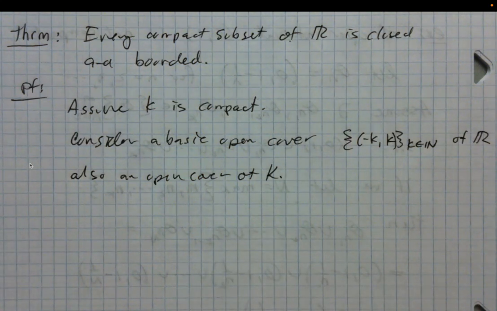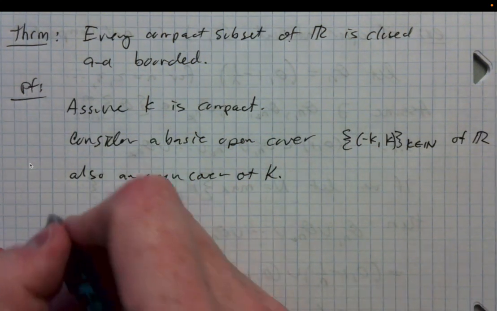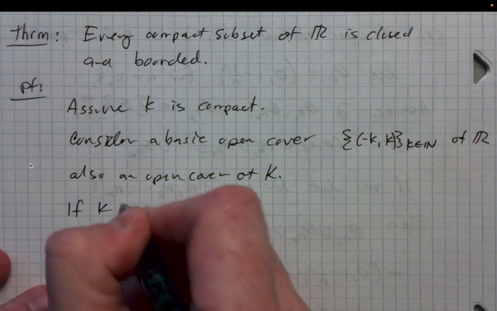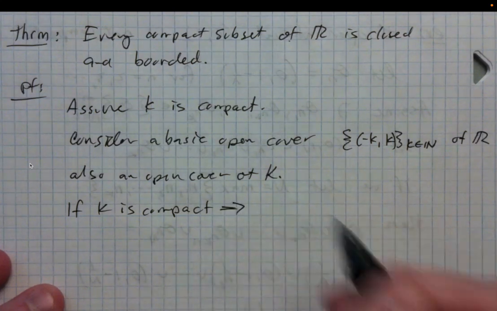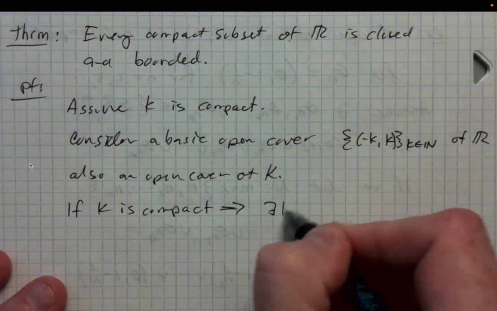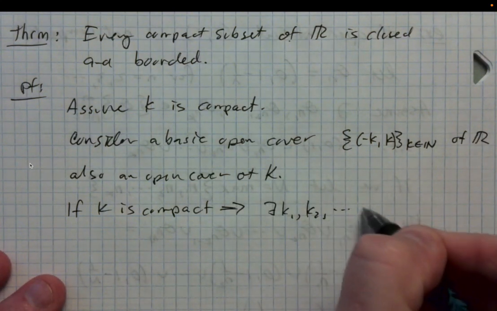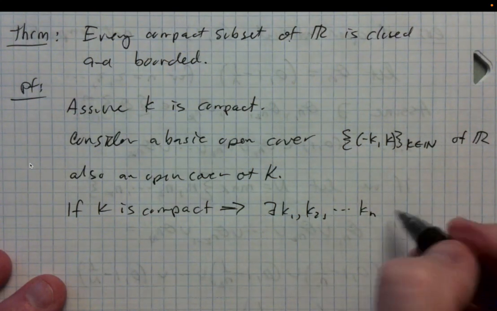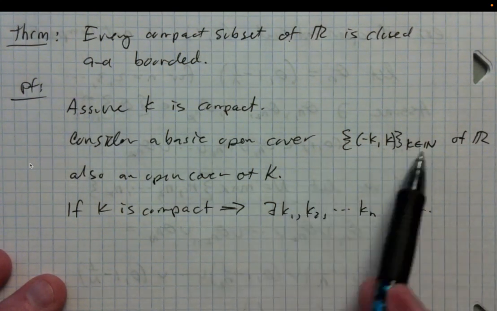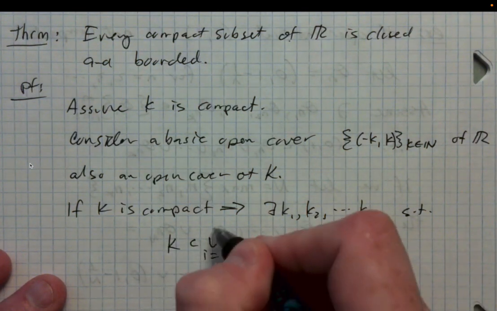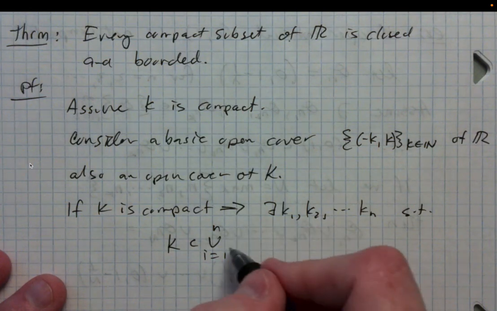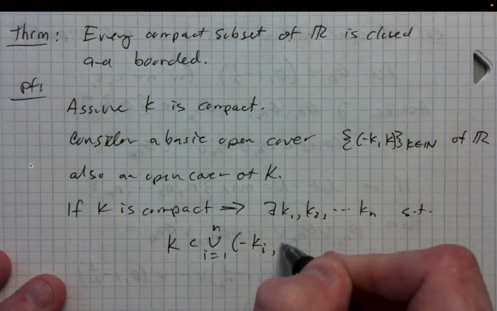Okay, so this thing covers R, so obviously it covers K. Now, if K is compact, which we are assuming, then there's going to exist K1, K2, ..., Kn, right? Such that there exists a finite number of these indices such that K is contained in the union from i equals 1 to n of (negative Ki, Ki).